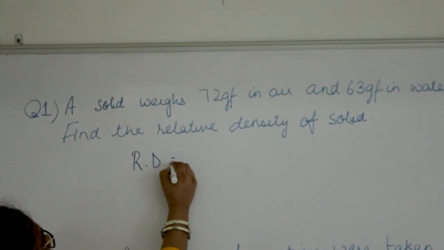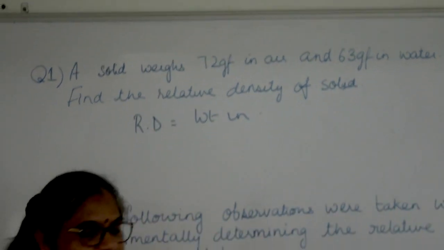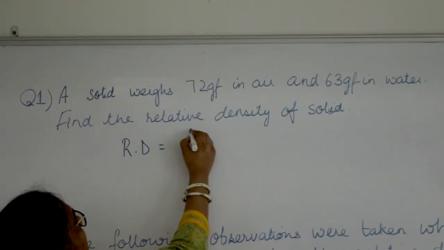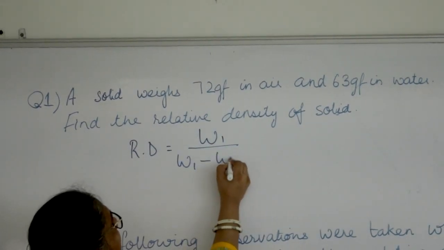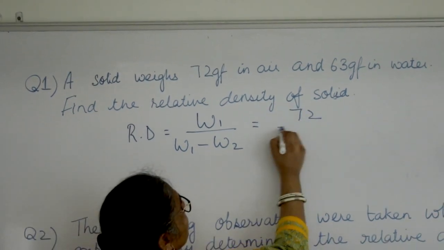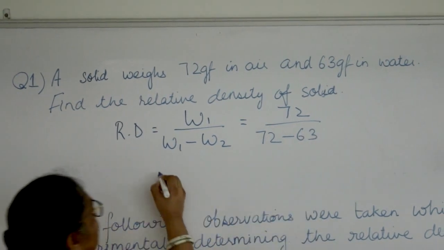Relative density will be equal to weight in air, or let us use the symbols which we had done instead of writing this. So, weight in air W1 upon weight in air minus weight in water. So, what do you have? You have 72 upon 72 minus 63.